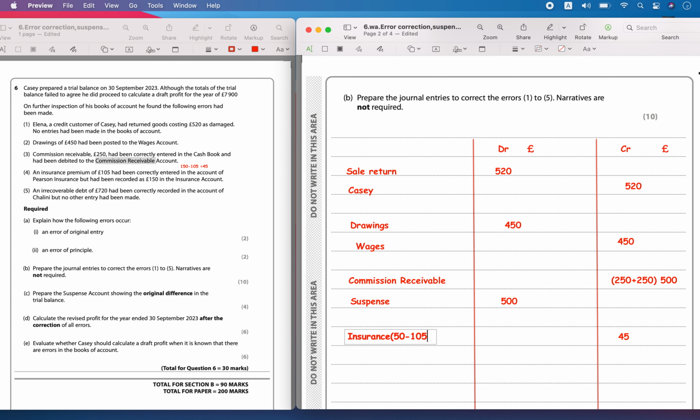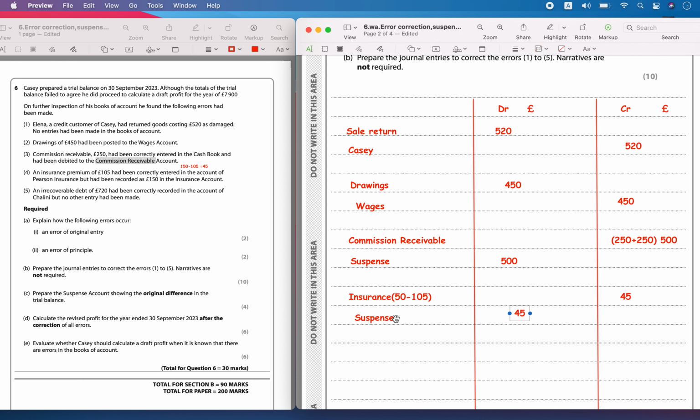150 minus 105 is the correction you would make, and the other account is the suspense account, because only one account is going to get affected. Or you can also pass it to the profit and loss statement. So now let's put it in the suspense. In the meanwhile, an irrecoverable debt of 720 had been correctly recorded in the account of Cellini, but no entry had been made. So the irrecoverable debt account is the only one account which needs to be corrected.